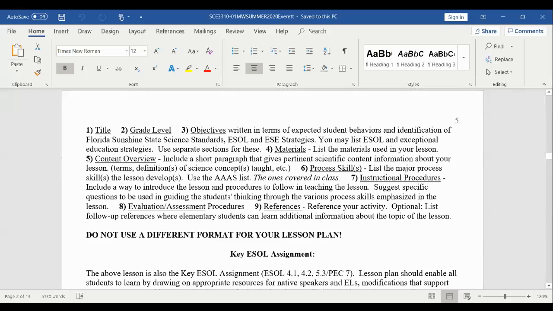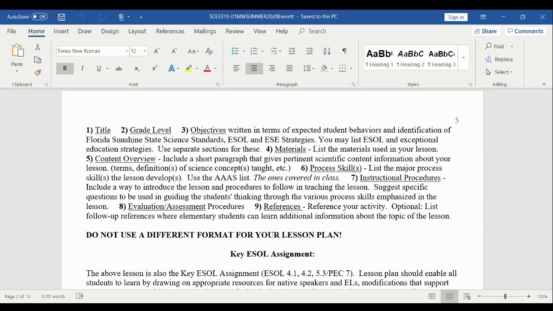Please follow the format that's here. Some people submit a lesson plan that's written using who knows what type of format. And it's probably a lesson plan they did in another class. I don't care if it's a science lesson, I don't care if you submit it for my class, but you're going to have to rewrite it to meet my requirements. I guarantee that lesson plan doesn't have a content overview, or doesn't have a process skill. And that's what happens. Some people are missing content overviews. They're missing process skills. Please follow this format.